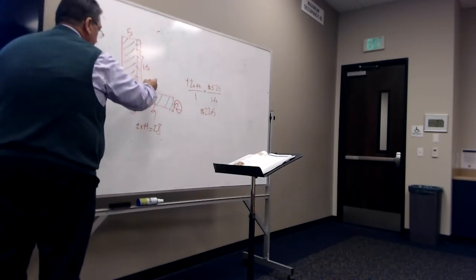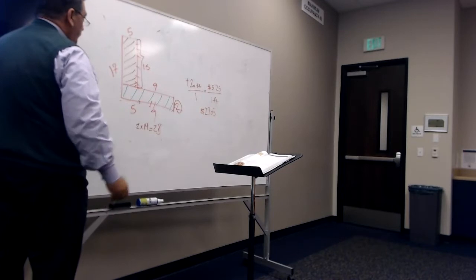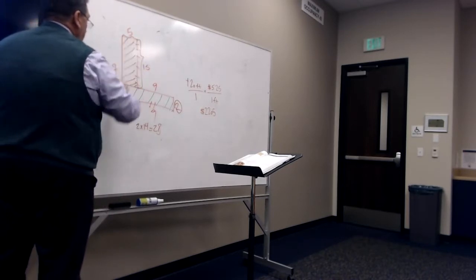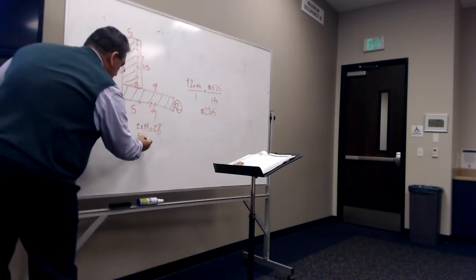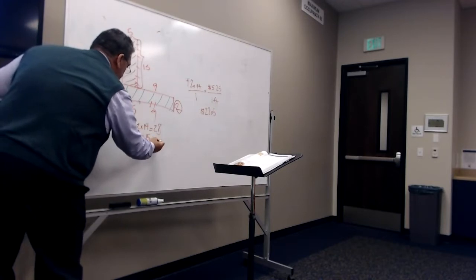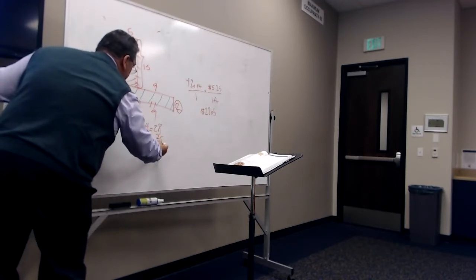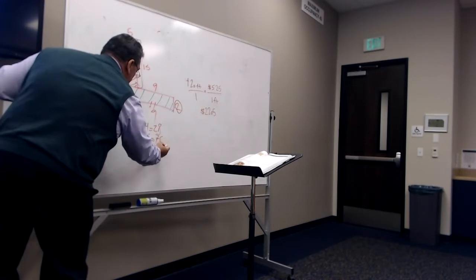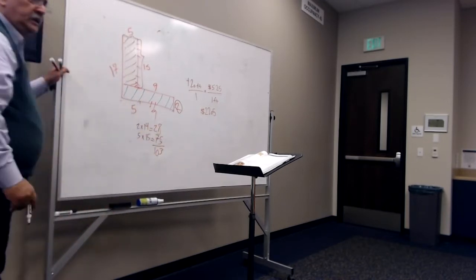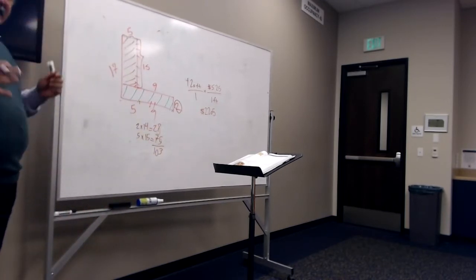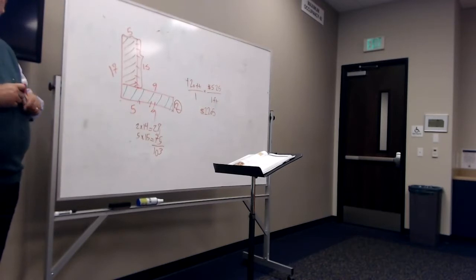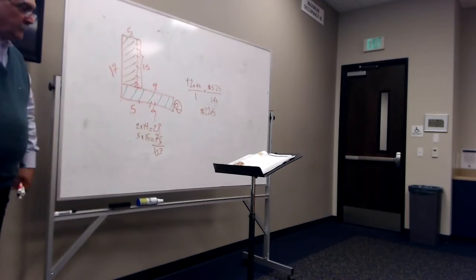How much is this side? That's 5 because you've already taken the other 75. And then you just add them together to get the area. So you just divide it into geometrical shapes.